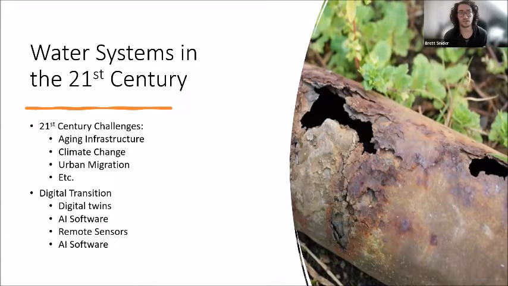And there's a variety of solutions, but one of the key solutions is considered the digital transition. And so here what we're talking about is a digital overview or adaptation by water utilities to improve system resiliency with some of these new challenges. And so this digital transition can include a variety of things, such as digital twins, remote sensors and IoT agents, and AI software to help manage these systems and plan for future resilience.